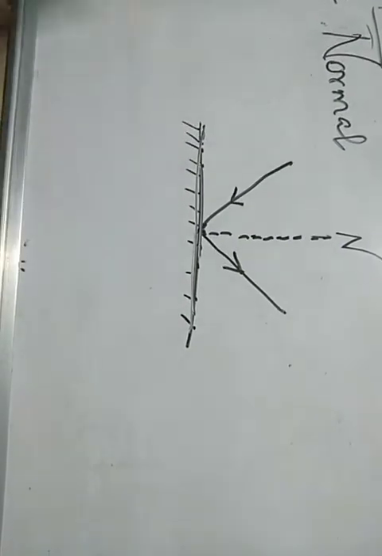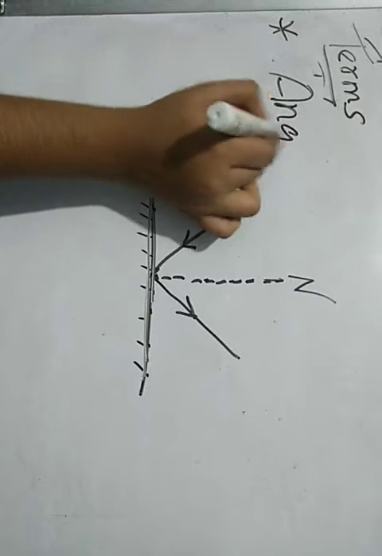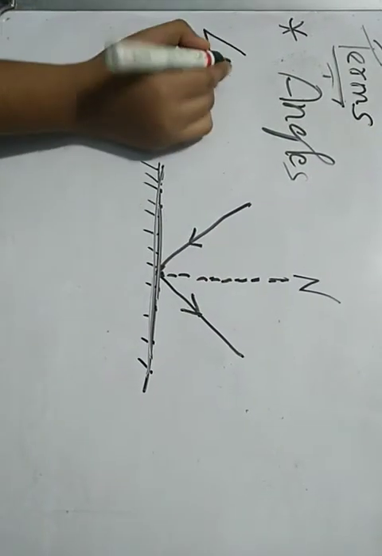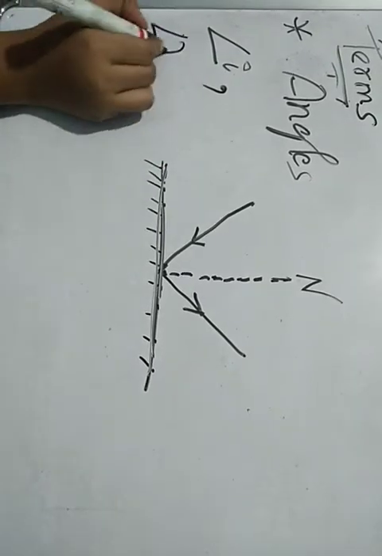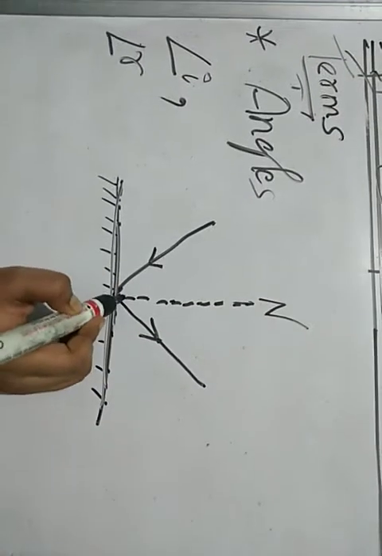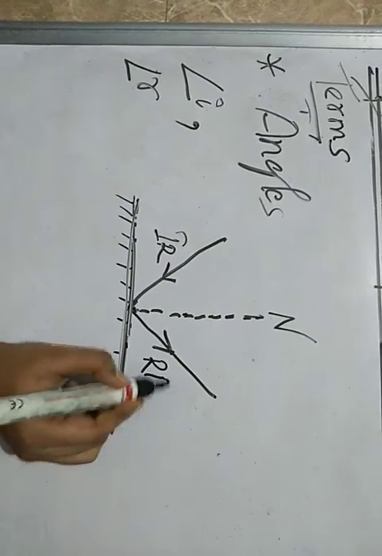Both the angles I'll teach you now. Which two angles will I be telling you about now? Angle of incidence and angle of reflection. Angle of reflection, not refraction, reflection. This is the normal. This is the incident ray. This is the reflected ray.